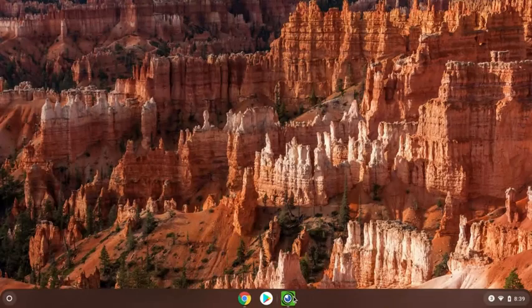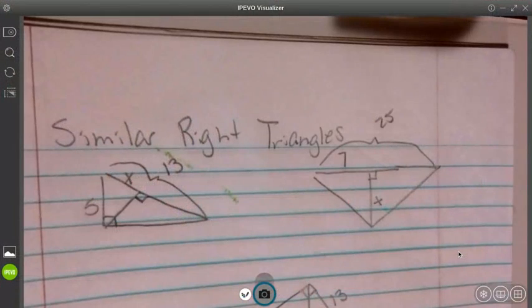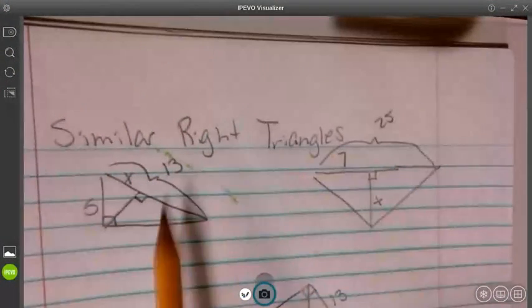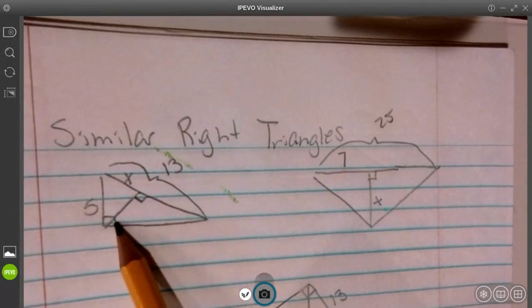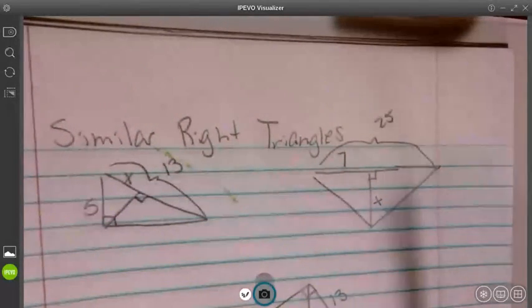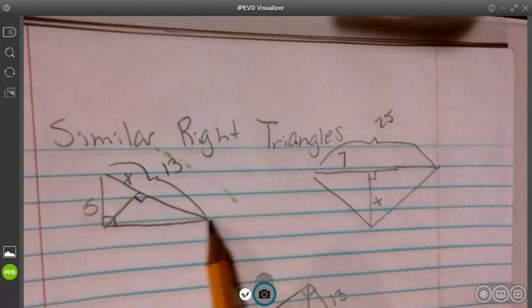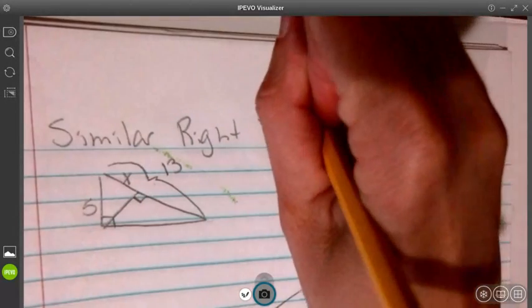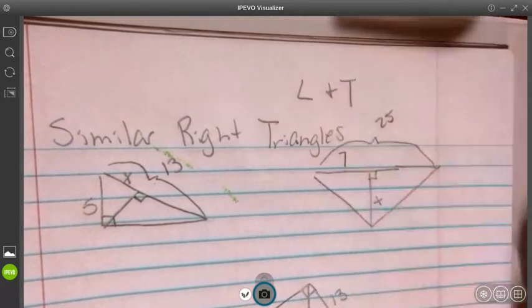If you will remember, back last week, we talked about similar right triangles when they looked like this, and we talked about the altitude, how it would come down. Now, you really had three different right triangles right here. We also talked about how there was an L and a T method to it.